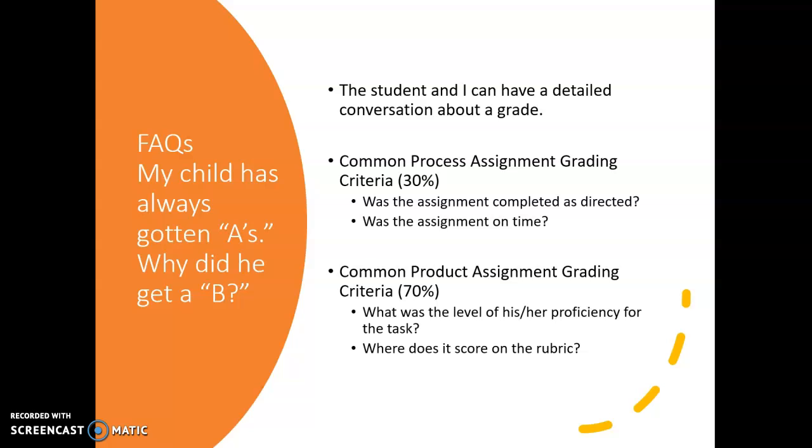The product assignments are really a reflection of their learning and ability. So if their level of proficiency was not as high as it needs to be, then the grade comes down. There will always be a rubric score. So there are ways for you to understand where they are performing within the confines of the rubric.